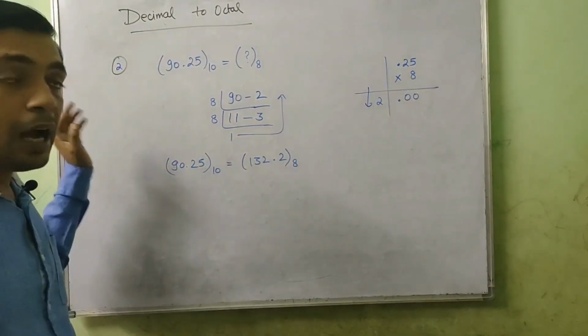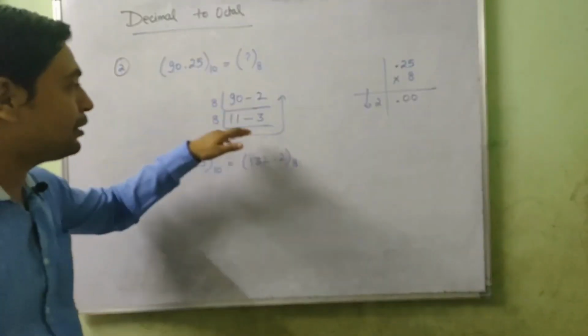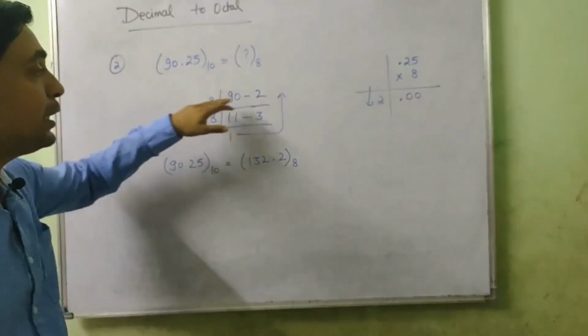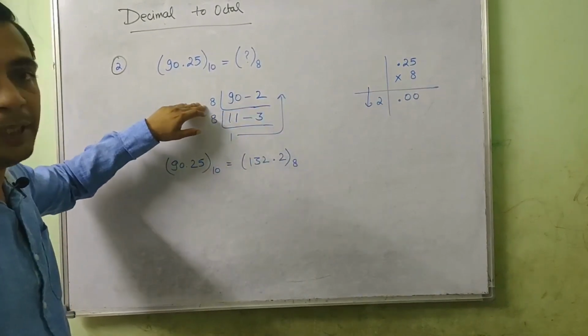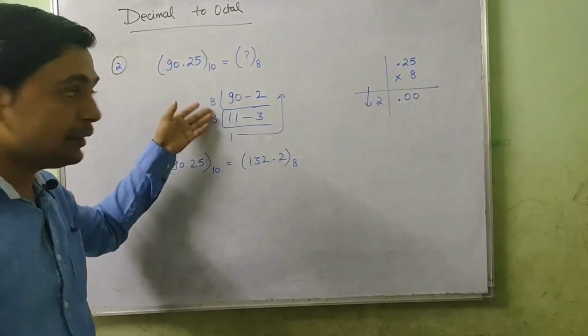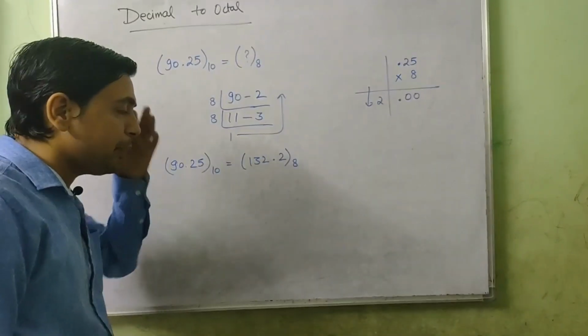So how will you come to know? You will never get a remainder greater than the base. Like I made a mistake in the previous one. 8 tens are 80, I was doing, but I was getting a remainder of 10 over here. I will never get a remainder greater than 8 or even 8. So make sure if you are getting it, it's definitely wrong. You can check it out.